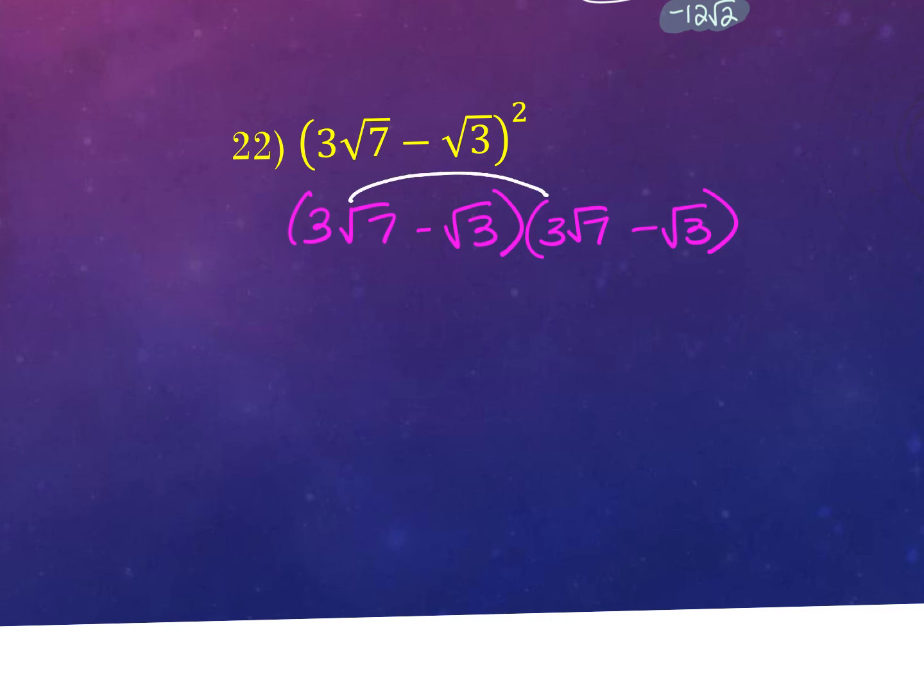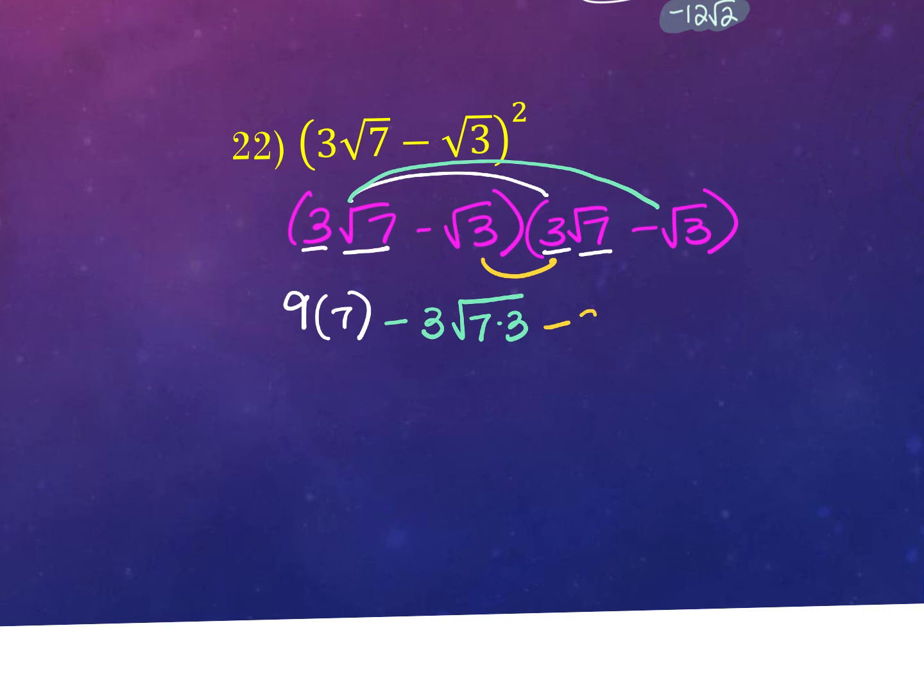3 square root 7 times 3 square root 7 is 3 times 3, which is 9, times square root 7 times square root 7, which is just 7. Then outer, so 3 times the square root of 7 times negative root 3 would be negative 3 square root 7 times square root 3. Inner 2, another negative 3 square root 7 times square root 3. And last, negative times a negative is positive. Square root 3 times square root 3 is just 3.